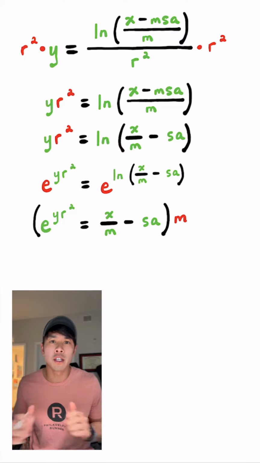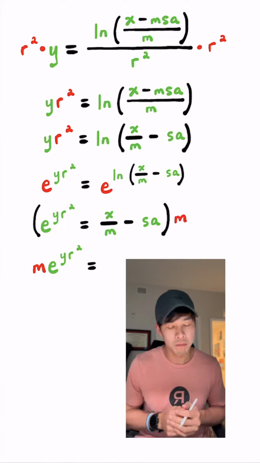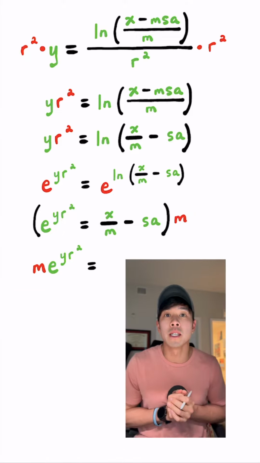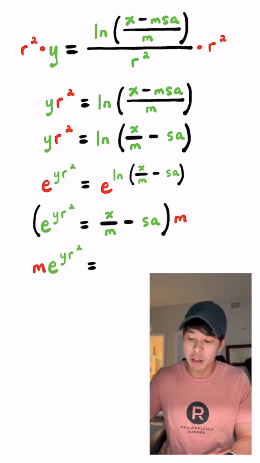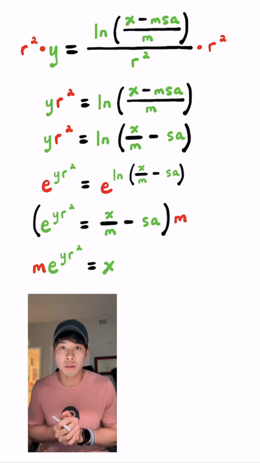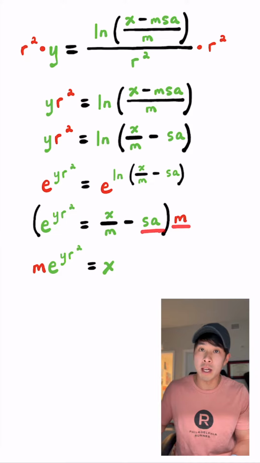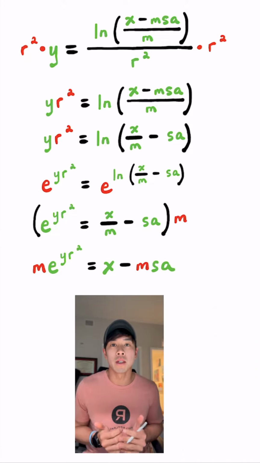Next, let's clear out the fractions by multiplying both sides by m. So on the left side, we're going to have m times e to the yr squared. And on the right side, these m's are going to go ahead and cross cancel. So that'll leave us with an x. And then multiplying this m times sa, we can just write msa.